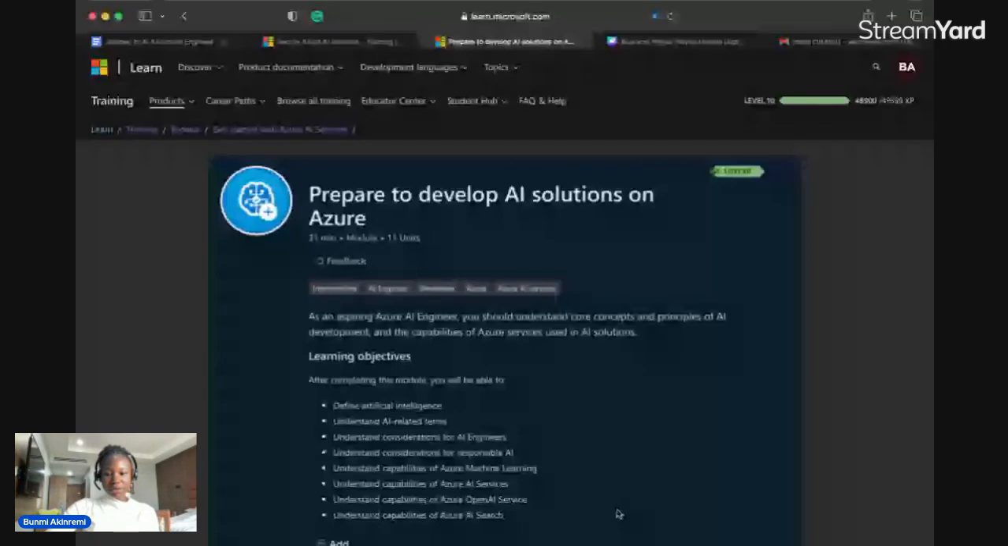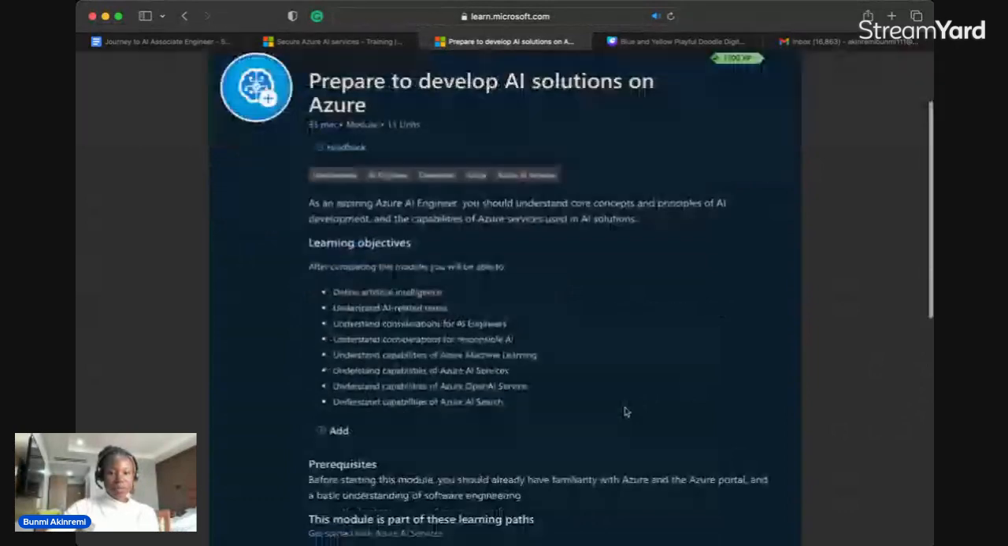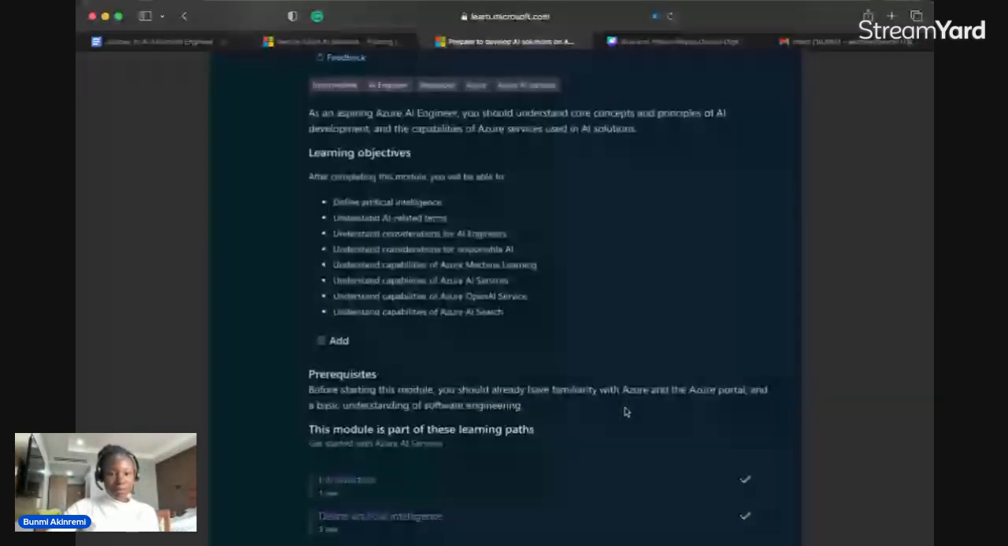Okay, so today we're going to talk about how to prepare and develop AI solutions. And some of the things we're going to cover today is what is AI, understand some AI related terms, considerations for a prospective AI engineer, explore some capabilities and features of Azure ML and Azure AI services.